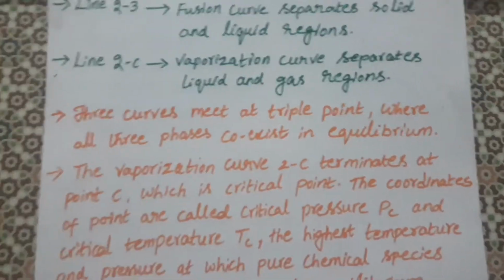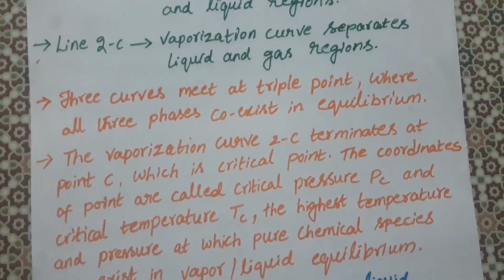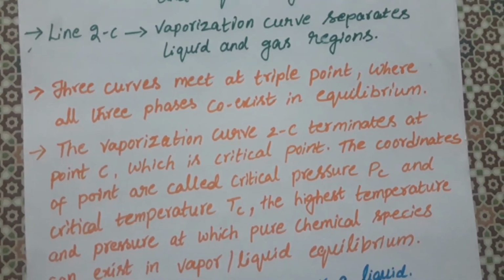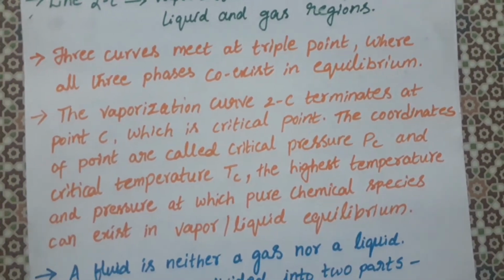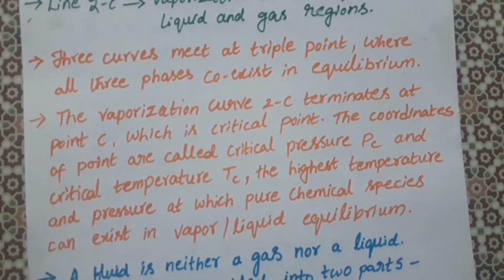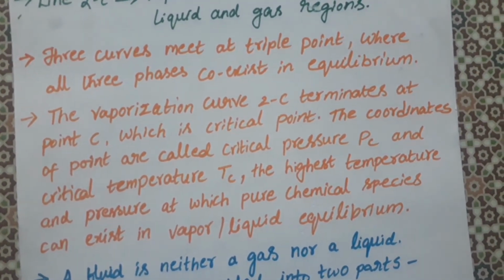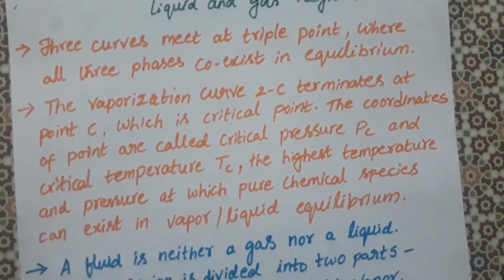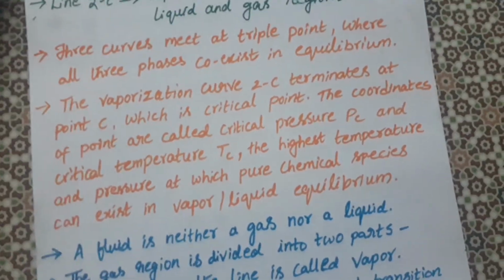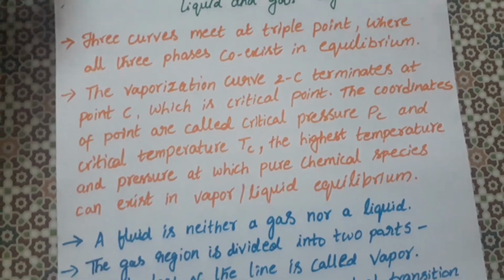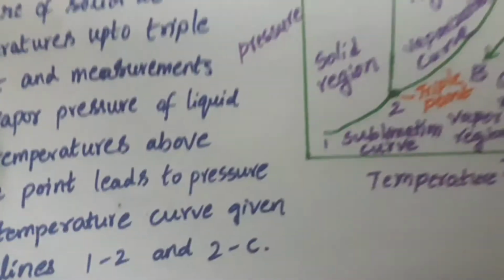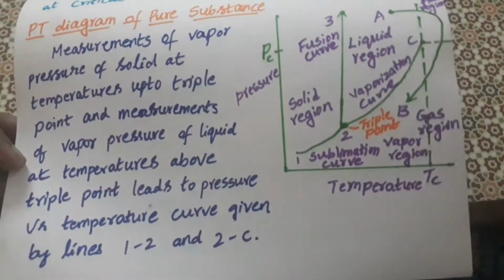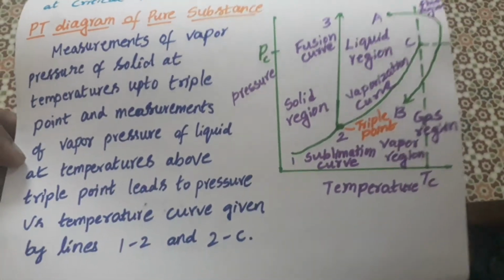These three curves meet at a point called the triple point. That means all three phases coexist in equilibrium. Then the vaporization curve 2-C terminates at point C, which is called the critical point. The coordinates of this point are called the critical pressure PC and critical temperature TC. That means the highest temperature and pressure at which the pure chemical species can exist in vapor-liquid equilibrium. Here you can see PC and TC, the critical pressure and critical temperature.